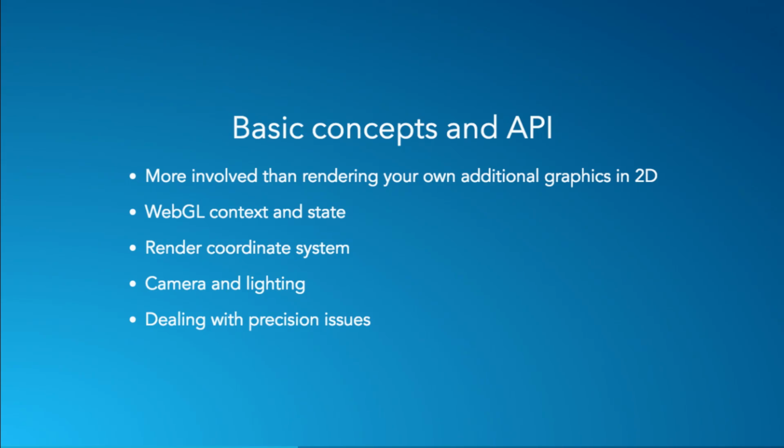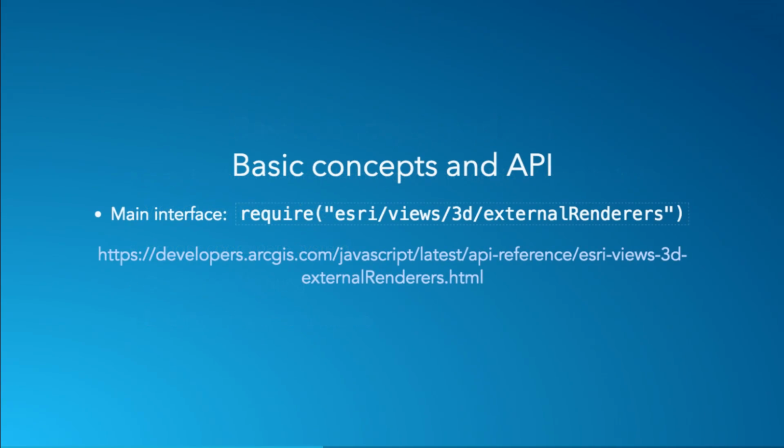Obviously, if you compare this to adding your own graphics in 2D, this is quite a bit more involved. There are things you have to think about. You'll have the WebGL context and the WebGL state that you have to manage. You have to know about the render coordinate system that we use. You have to know how to integrate the camera and the lighting to get correct rendering. And last, you also have to know some details about dealing with precision issues. I will go into these topics. You can also find them in the SDK.